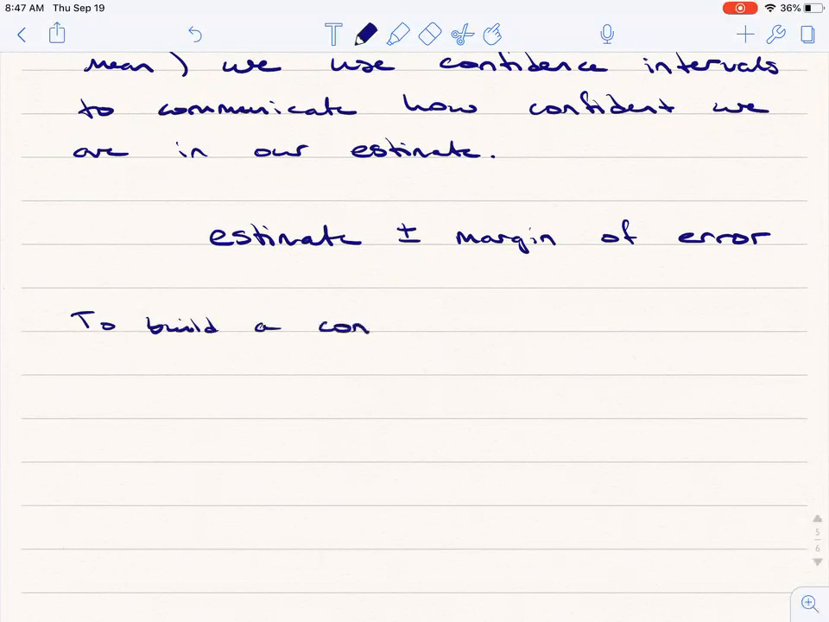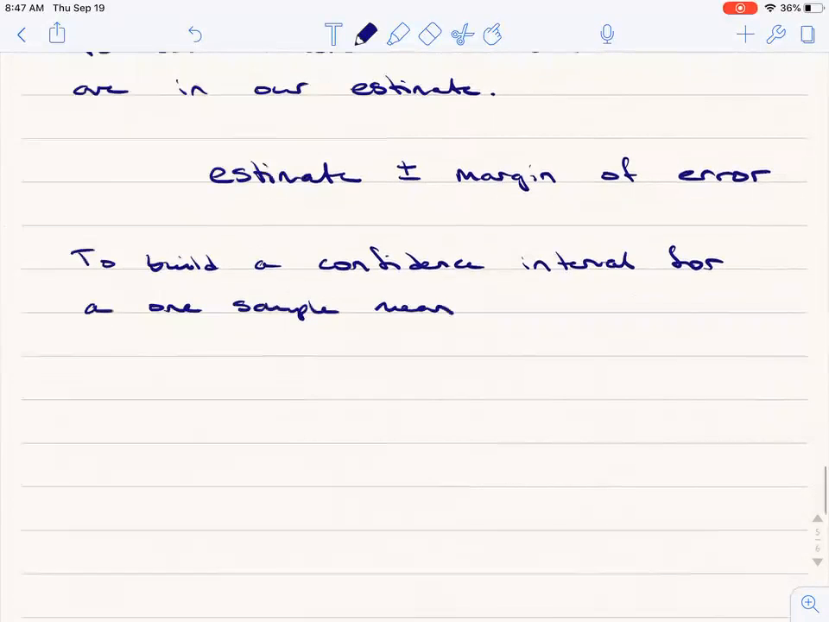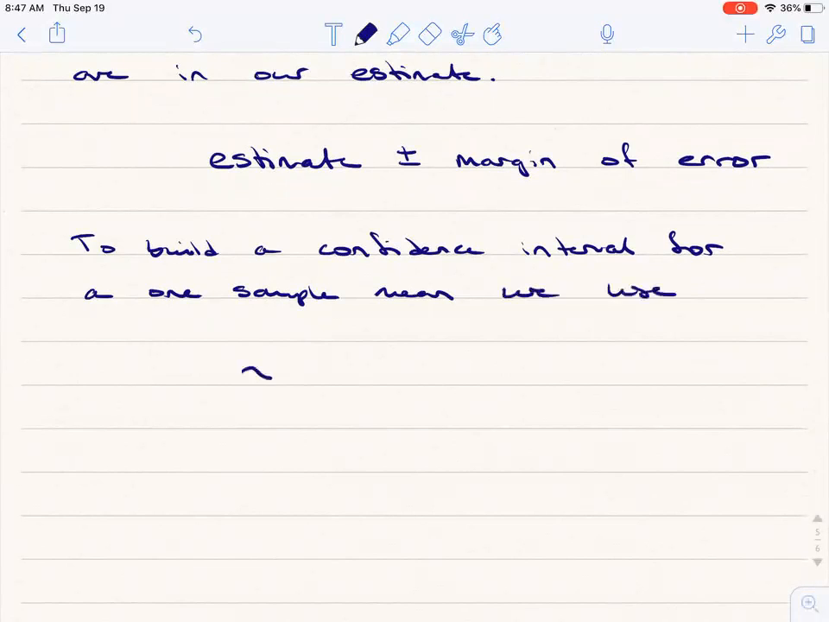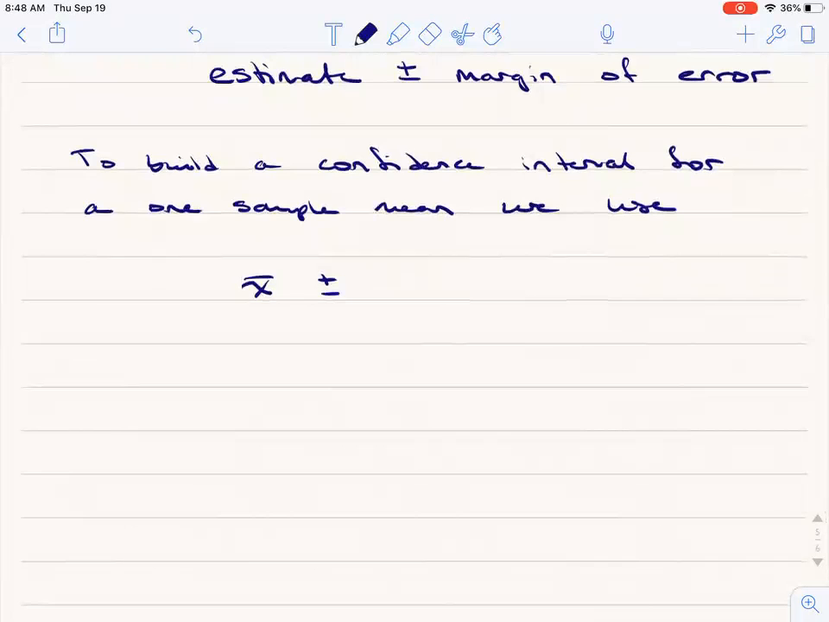To build a confidence interval for a one sample mean, kind of the lowest of the low, the very basics, we use X bar. We've seen that before. That's our sample mean, and that is our estimate. That's our best guess at what the population mean is. And then plus minus, so that's how we get these bounds. We add a little, minus a little, and get this interval. And I'm going to write it out, and then I'm going to simplify it. And so we have technically what's called a T star, times S over the square root of N.